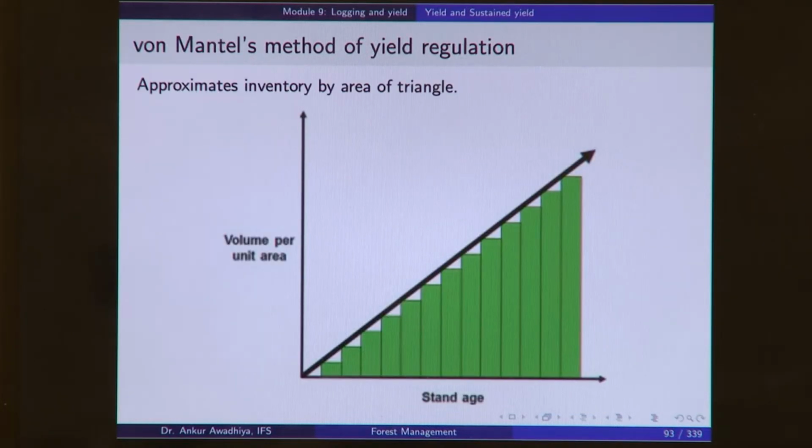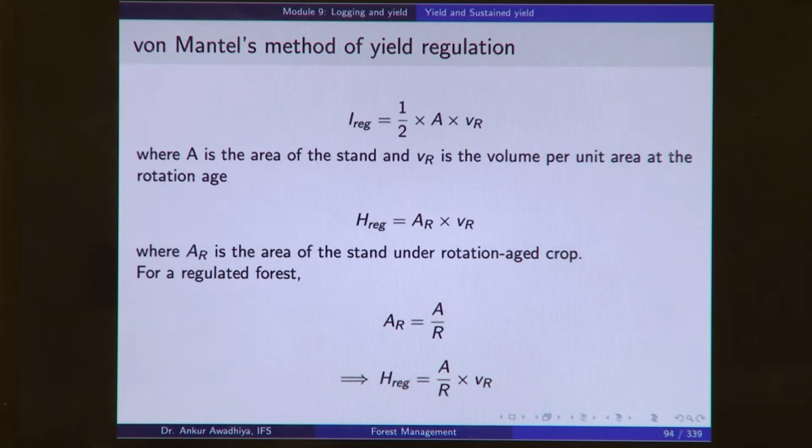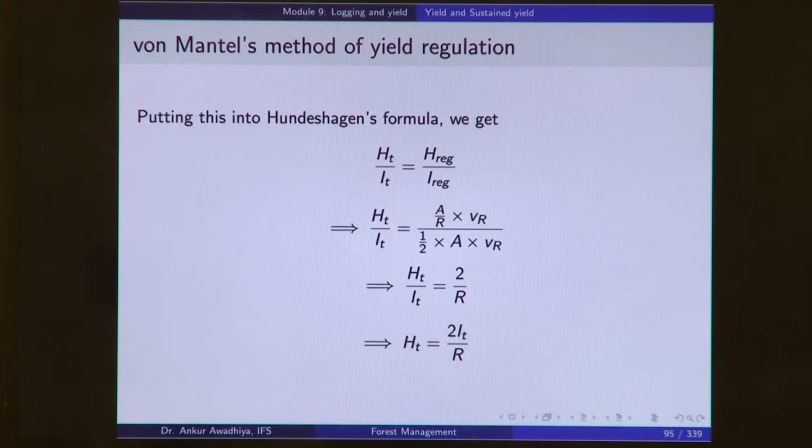Now, one very commonly used method is von Mantel's method, which approximates inventory by the area of a triangle, and it tells us that the volume that can be extracted every year is equal to 2 times the inventory divided by R, or 2 times the growing stock divided by R.